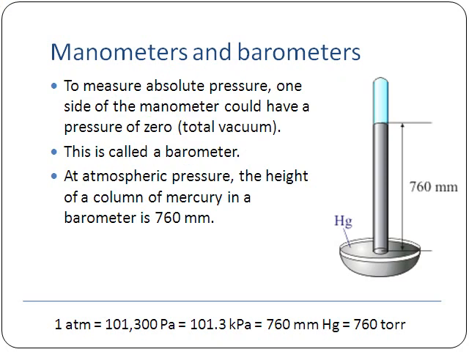So if I want to measure absolute pressure, the pressure at any one point, I want to set it up so that one side of the manometer could have a pressure of 0, that's total vacuum like I said before, and this is a barometer. So over on your right, you can sort of see a picture of this.